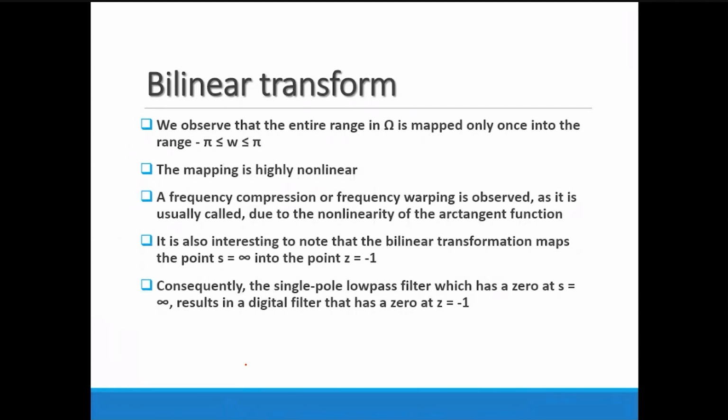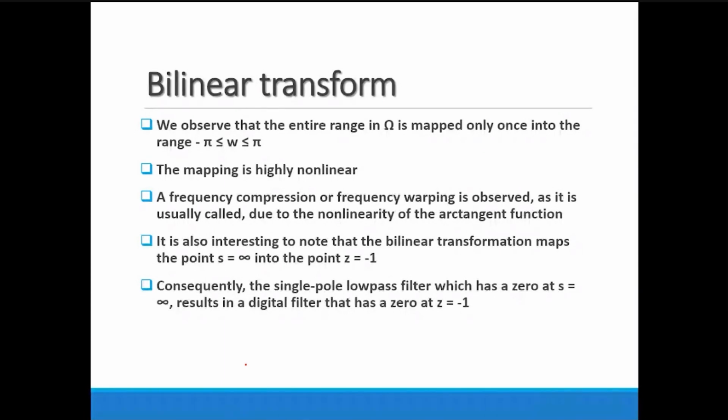It is also interesting to note that the bilinear transformation maps the point S equal to infinity into the point Z equal to minus 1. So when you take the infinite point in the S plane, it will be mapped into the point Z equal to minus 1. Similarly, the single pole low pass filter, which has a 0 at S equal to infinity, results in a digital filter that has a 0 at Z equal to minus 1.